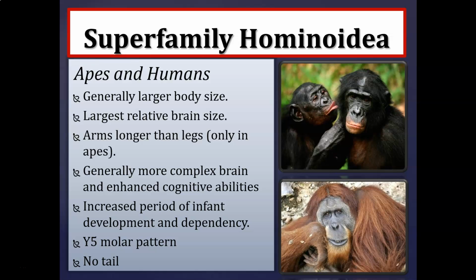They have increased periods of infant development and dependency. They have high levels of parental investment. Their molar pattern is Y5, and they lack a tail completely.